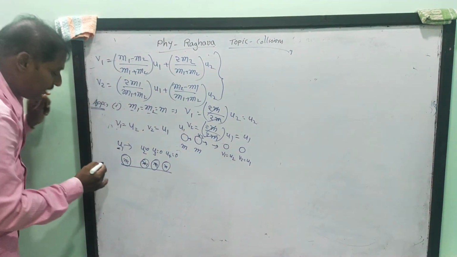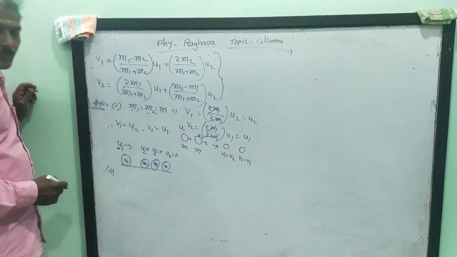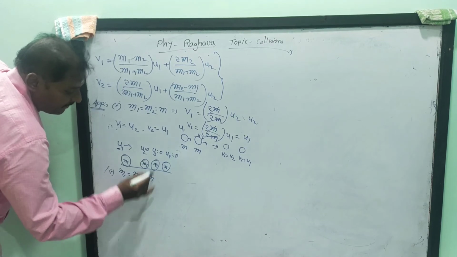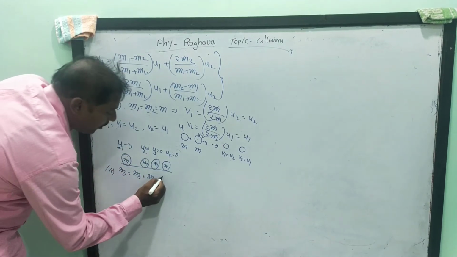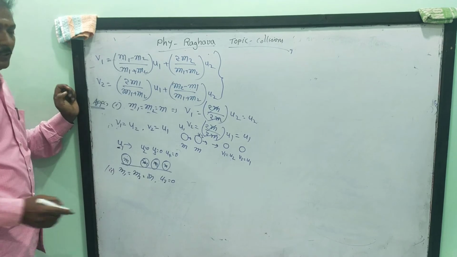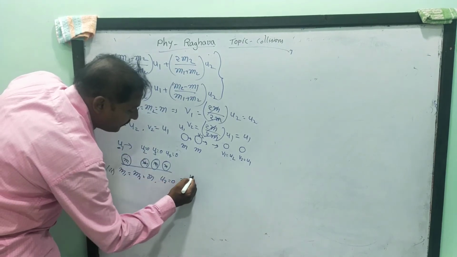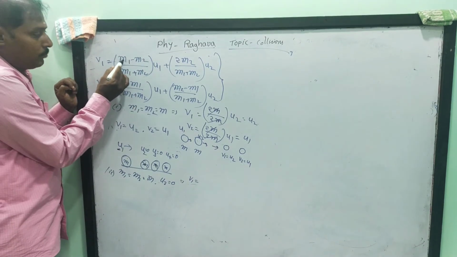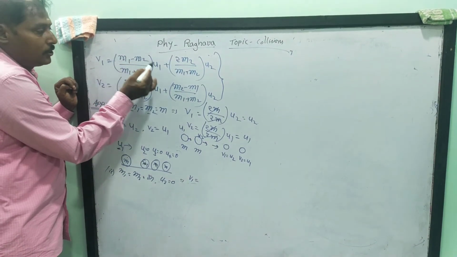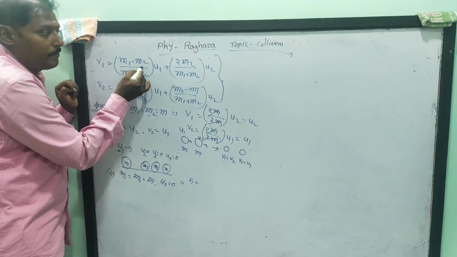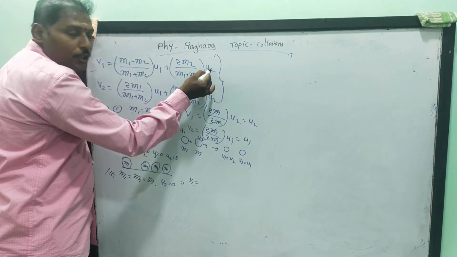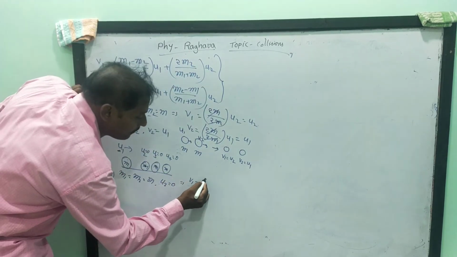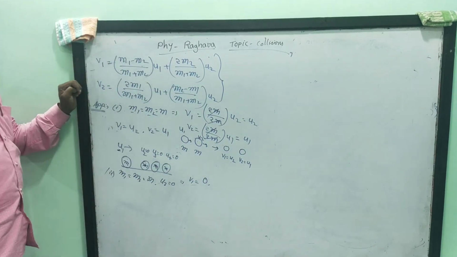If the second body is at rest, with both bodies having the same mass, I want to find out the velocity of the first body after collision. By substituting the values, since both masses are the same, m1 minus m2 becomes 0. The second body is at rest, so u2 is equal to 0. Something into 0 is 0, and 0 plus 0 is 0. So the first body comes to rest after collision.